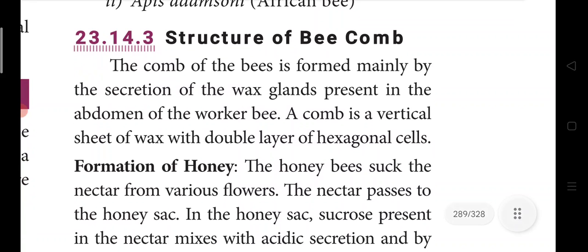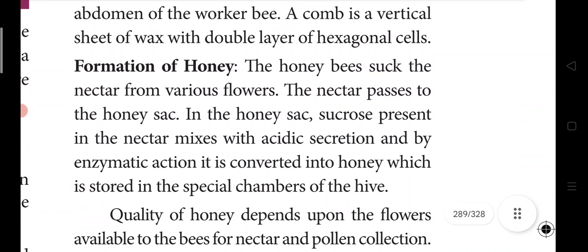Structure of bee comb. How will the structure of the bee comb be? The comb of the bees is formed mainly by the secretion of the wax glands present in the abdomen of the worker bee. The comb is a vertical sheet of wax with a double layer of hexagonal cells. You know what is a hexagon? A sheet of wax with a double layer of cells. So it will be hexagonal cells.